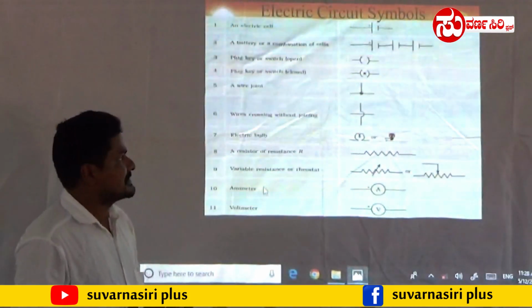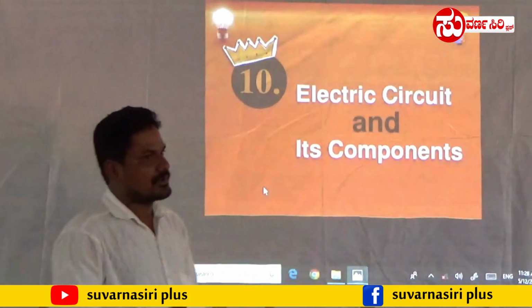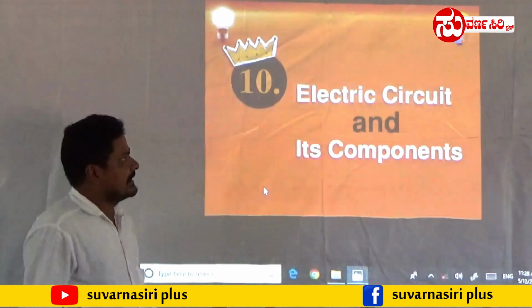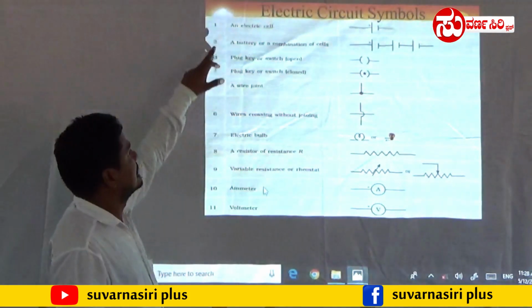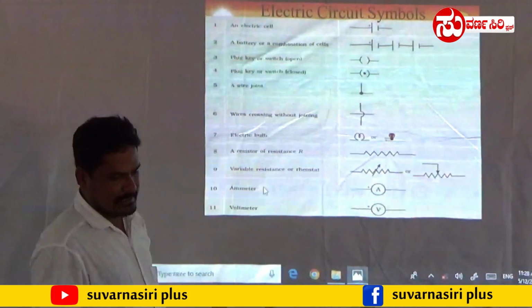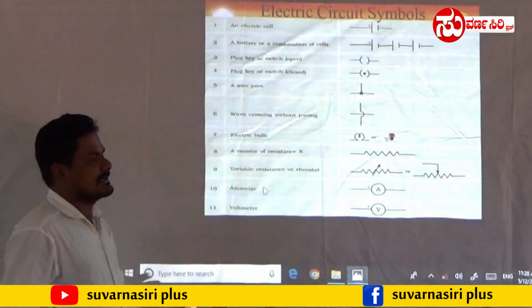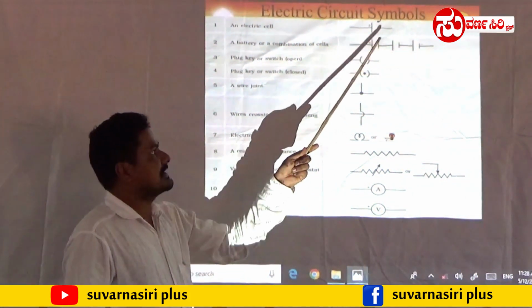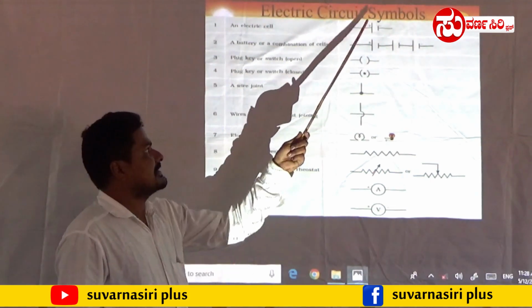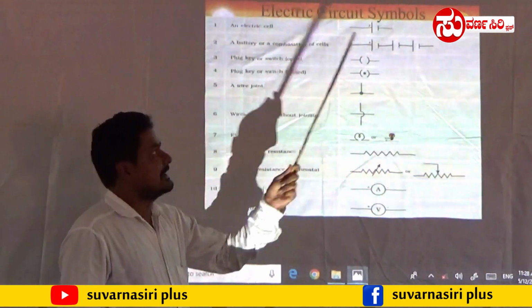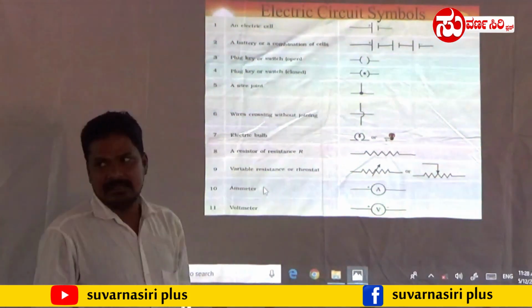So what are the components we are using? This is very important, we have to learn. Here, for the electric components, first we have to see the cell. So how is the cell? A cell contains two terminals, one positive and one negative. Positive we have to mention as a big line, and negative as a small line.